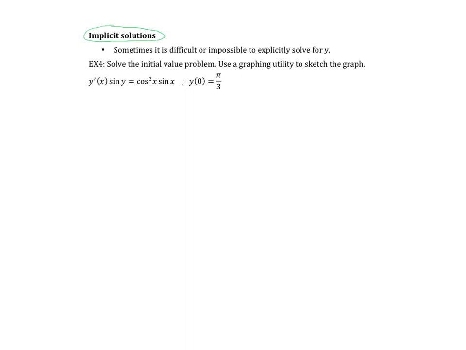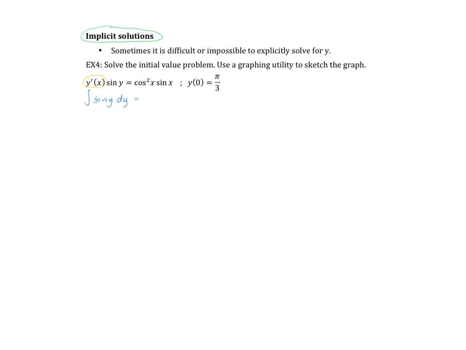So example 4, we have the derivative of y times sine of y is equal to cosine squared x sine x. Notice that this is already separated. Y is on one side, x is on the other. So I'm just going to integrate sine of y dy, okay? Because remember, we're replacing the derivative with dy, equal to cosine squared x sine x dx.